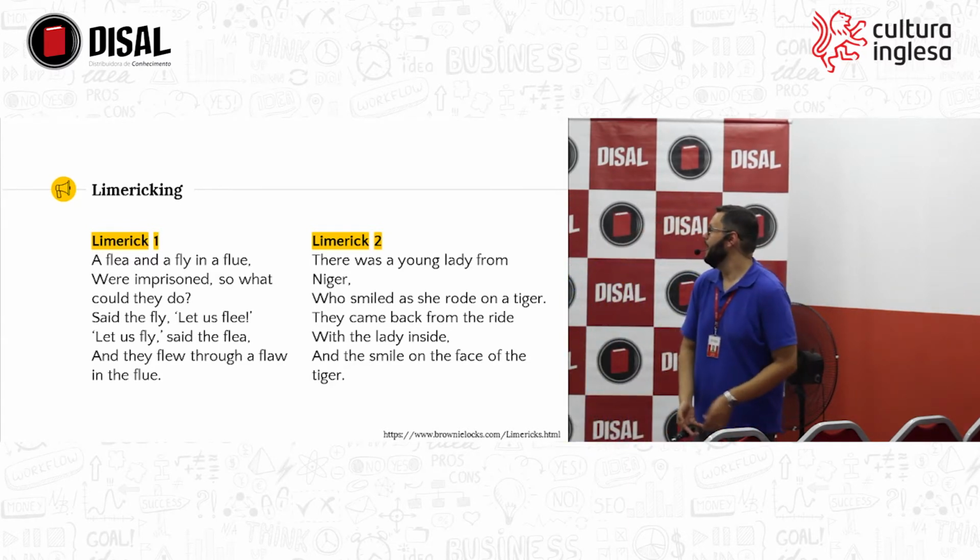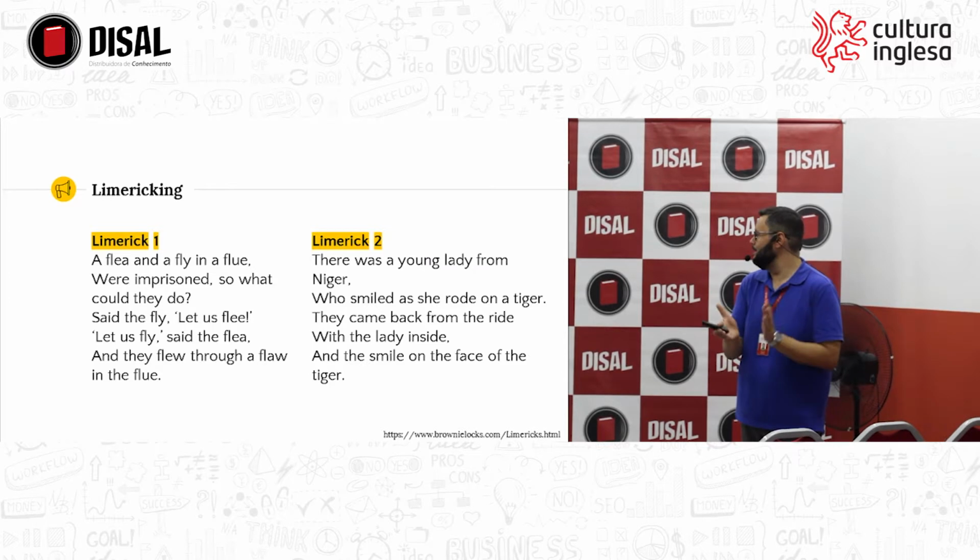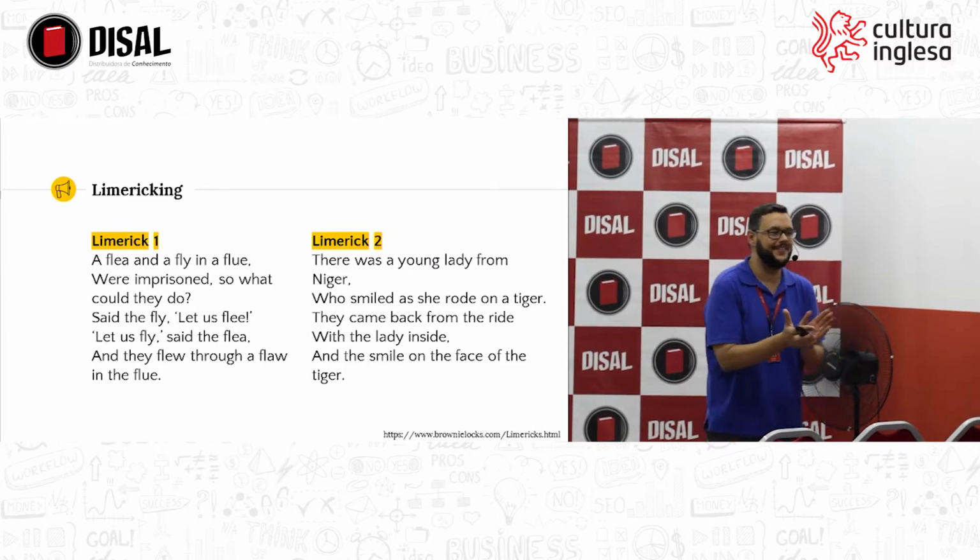1, 2, 3. There was a young lady from Niger who smiled as she rode on a tiger. They came back from the ride with the lady inside and a smile on the face of the tiger.